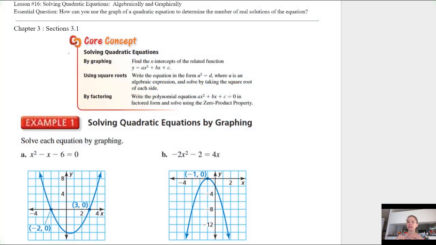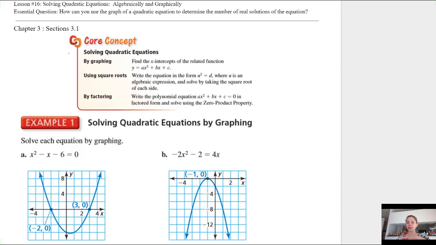In Lessons 14 and 15, we reviewed how to factor expressions, and now we're going to be solving equations. So there's going to be equal signs. And when we're solving quadratic equations, we can solve it by using one of three methods. We could graph, we could use square roots, or we could factor.